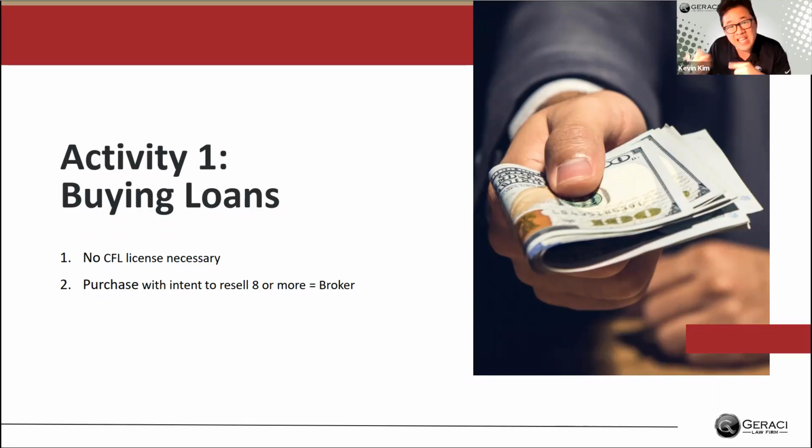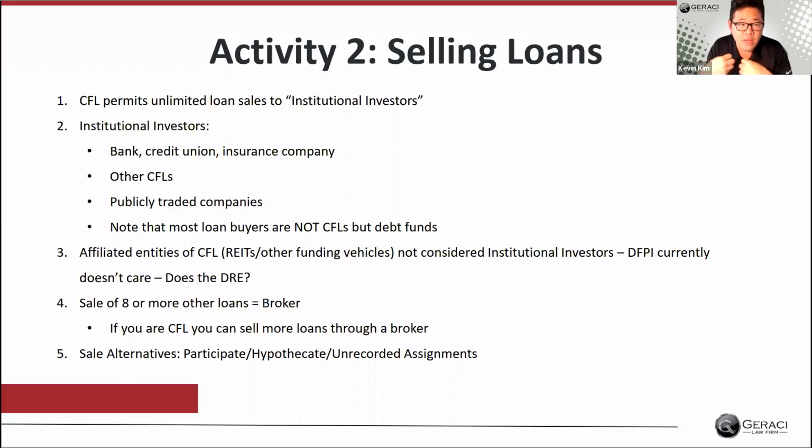Now let's talk about selling loans, because selling loans is a lot more complicated than buying loans. Selling loans is a very, very heavily regulated area under both licensing regimes. So let's talk about CFLs really quick. The DFPI, in all their wisdom, created a code section that says that a CFL licensee may sell loans to what they define as institutional investors. And this is just for selling loans. It's not about brokerage, it's not about originating, nothing else, just selling loans.